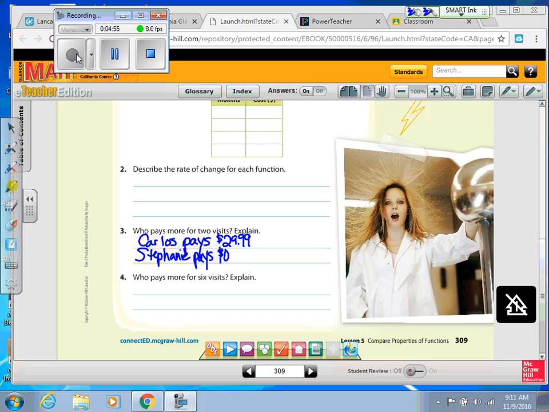And this is how you explain, like they're asking you to here, which is really important, that your explanation is reasonable, that Stephanie pays $10 for two visits. Since that's the case, then Carlos is paying more for two visits.